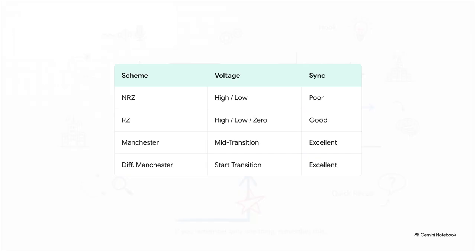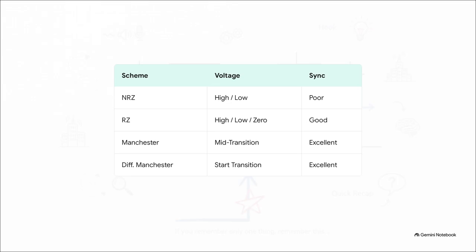Okay, so looking at this comparison, we already know NRZ has poor synchronization. And RZ fixes this, but it actually introduces a whole new problem. RZ requires 3 different voltage levels to function: high, low, and 0. Managing 3 distinct electrical states takes significantly more bandwidth and power on the physical hardware, which is just not ideal.